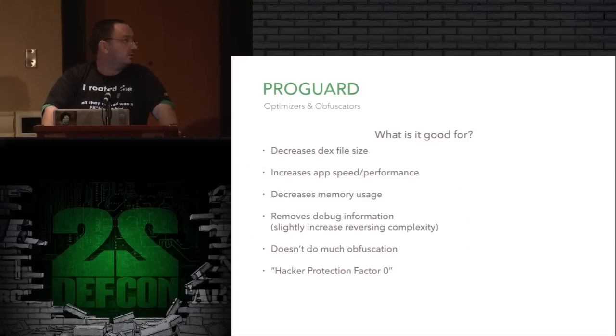So ProGuard, what is it good for? Pretty much absolutely nothing besides just making the app smaller and faster. It doesn't provide any real obfuscation at all. Anybody recommending it for obfuscation is a little bit out there. I've heard over and over again app developers say, well, I'm protecting my app with this. It does nothing to stop reverse engineering. It's got a hacker factor of 0.